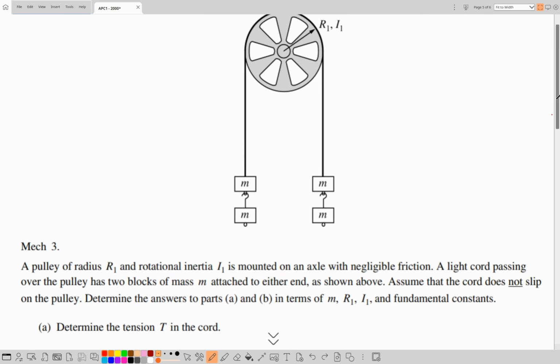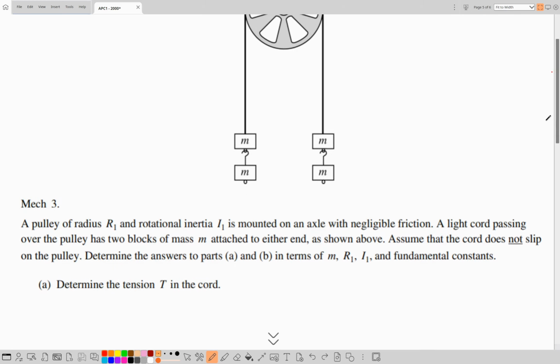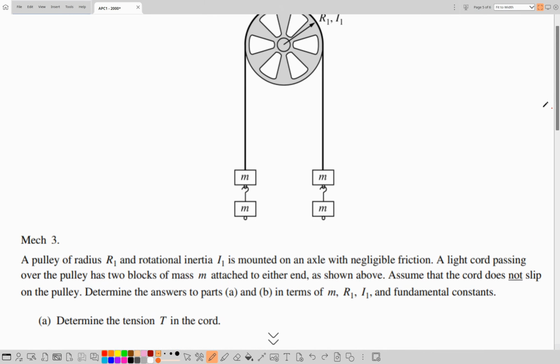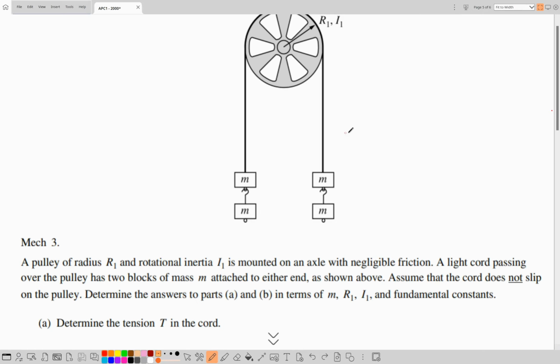Now here you can ask the following question. Is the pulley accelerating or at rest? If you notice carefully, we have 2m on the left and 2m on the right, so basically we are at equilibrium, which means that the forces are balanced. Then we're interested in determining the tension T in the cord. Either we can use the left cord or the right cord.